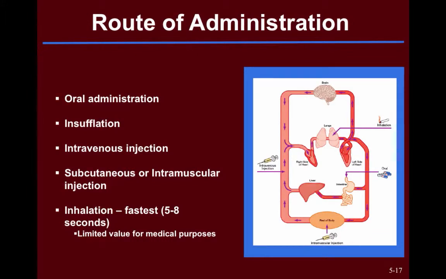When we talk about routes of administration, we have a couple of different ways that we do administer drugs. Most of these are fairly self-explanatory: oral administration through the mouth, insufflation, intravenous injection into a vein, subcutaneous or intramuscular injection, an injection that's not going into a blood vessel, and then inhalation. This is typically the fastest route of drug consumption. We can typically start feeling the effects from inhalation between 5 and 8 seconds.